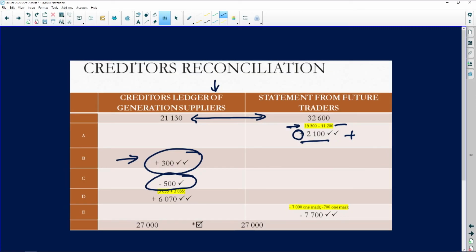What are we reconciling, guys? Let's just get it in our heads. We're reconciling the creditors ledger account as it appears in our books with the statement that is being received from the creditor. It's an external creditors recon. Okay. So if an external creditors recon appears in tomorrow's paper, I'm sure you're going to ace it, isn't it? Well done. Okay, next one.